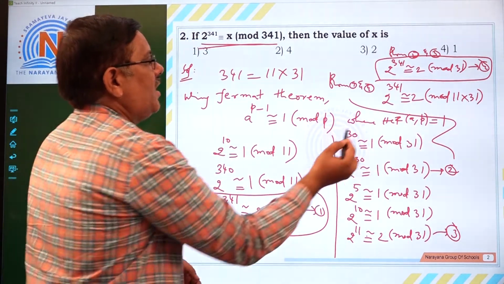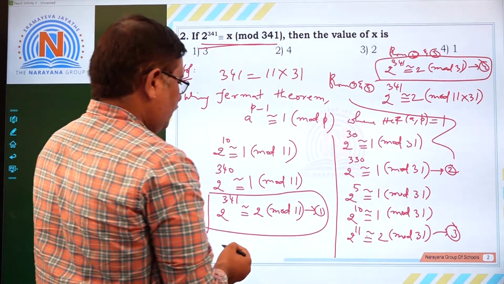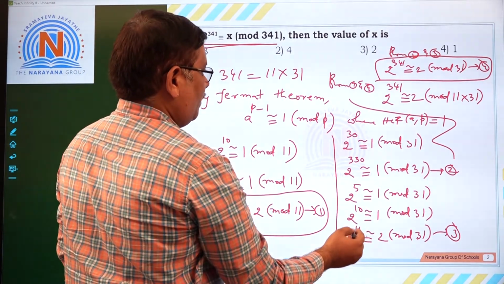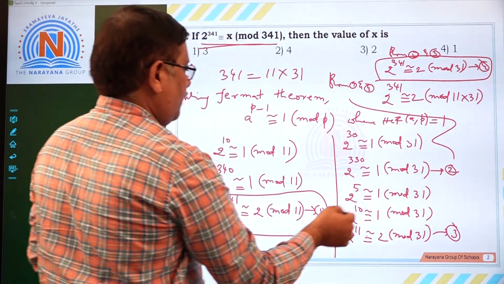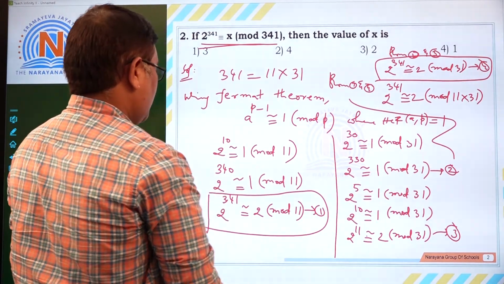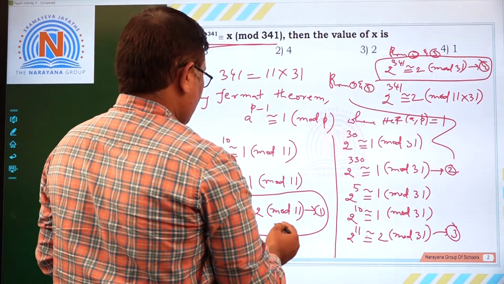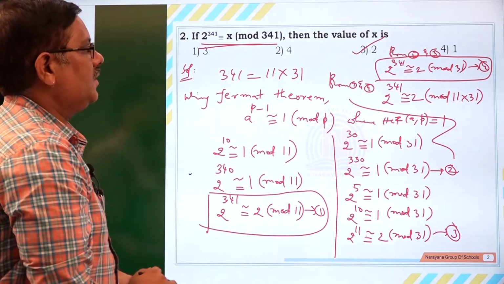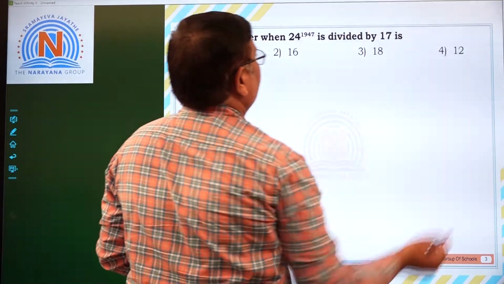So 2 to the power of 341 is congruent to 2 modulo 341. So 2 is the right answer. So the third option is the right option for this particular question. Okay. Now let us go to the next question.